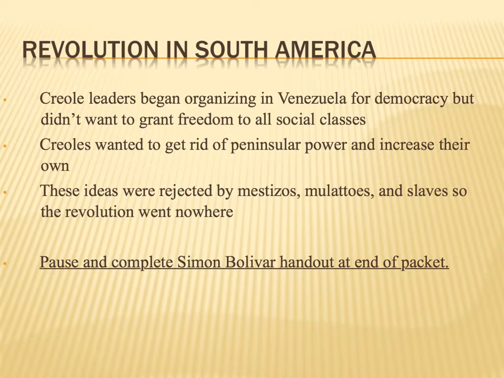Like you saw in the video, Creole leaders had begun organizing in Venezuela for democracy, but they did not want to grant freedom and democracy to all social classes. They mostly wanted to get rid of peninsular power and increase their own power. And so these ideas did not really take off because the other people are like, what about us? The mestizos, mulattoes, slaves don't really want to participate in this revolution. And so it didn't really go very far until we have Simón Bolívar.